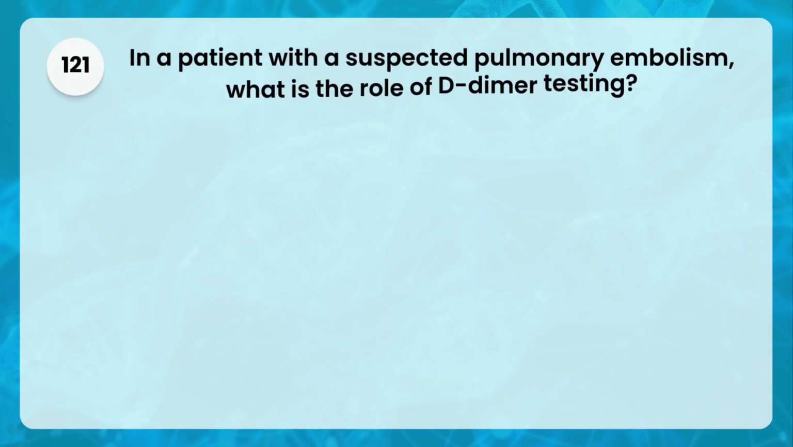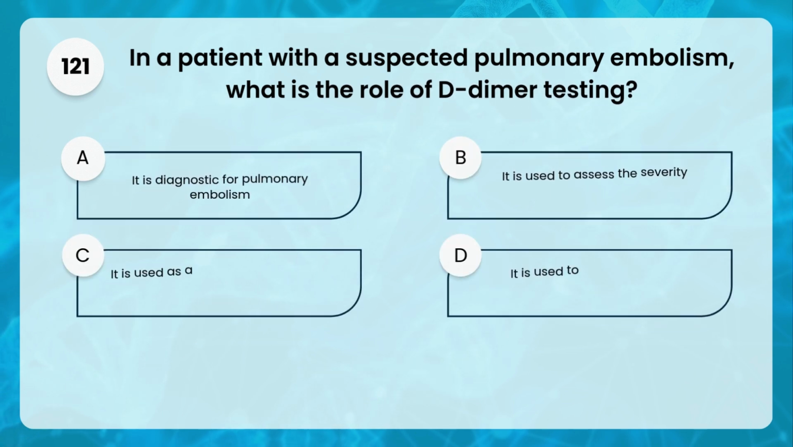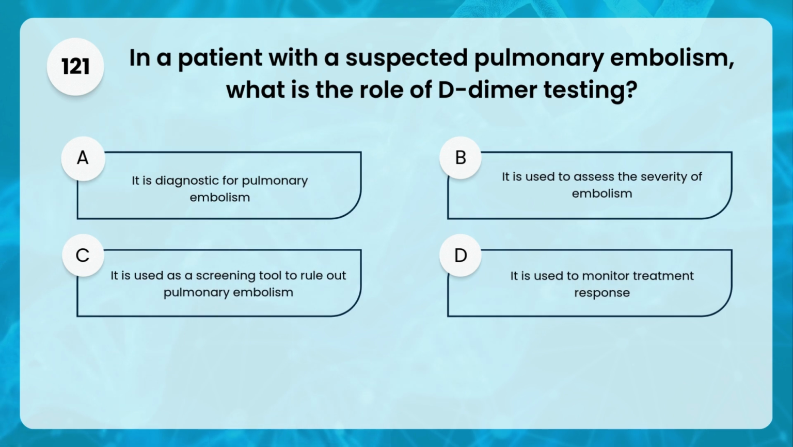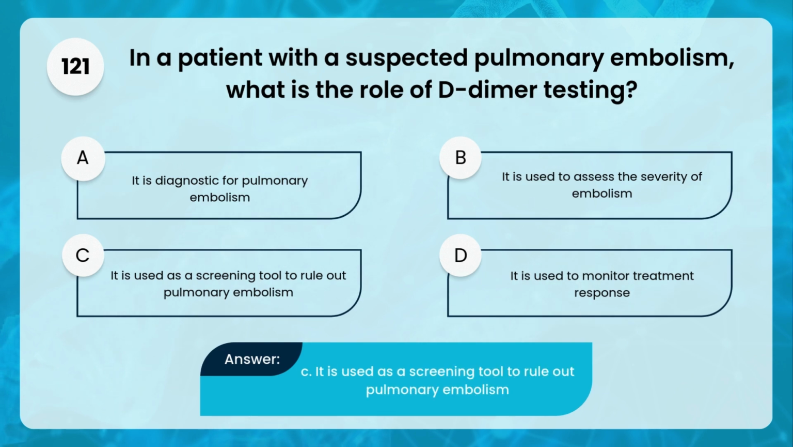121. In a patient with a suspected pulmonary embolism, what is the role of D-dimer testing? A. It is diagnostic for pulmonary embolism. B. It is used to assess the severity of embolism. C. It is used as a screening tool to rule out pulmonary embolism. D. It is used to monitor treatment response. The answer is C. It is used as a screening tool to rule out pulmonary embolism.